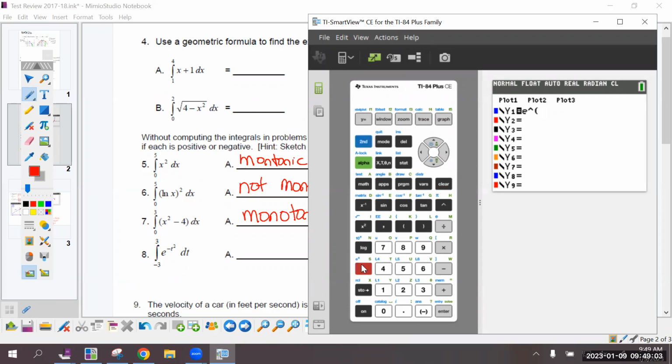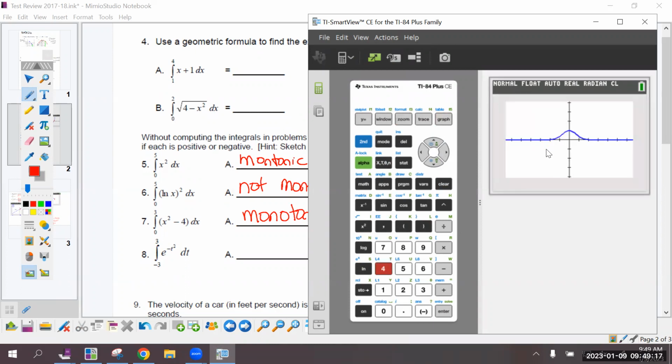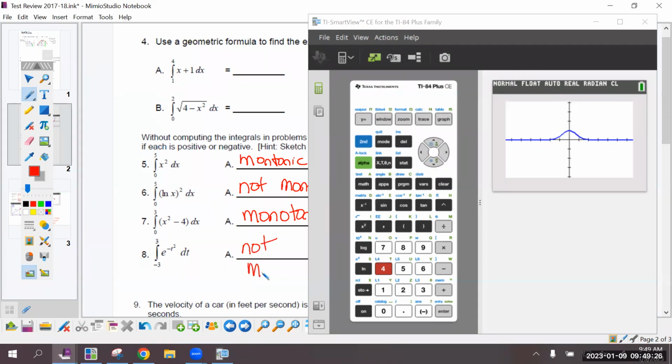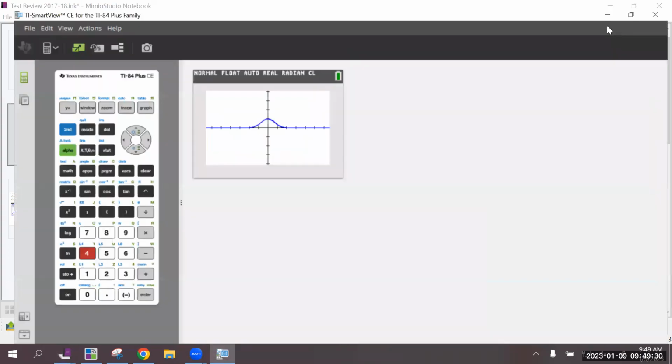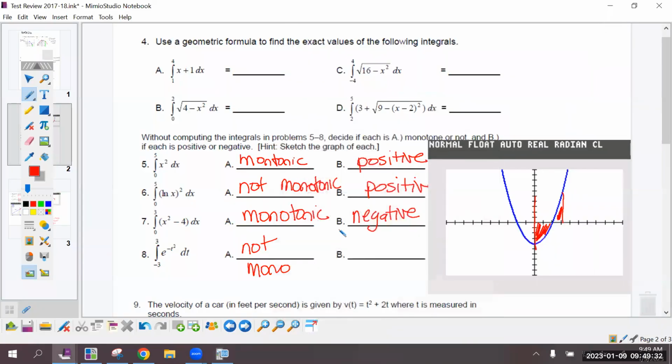Second ln, e to the negative x squared. I'm going to zoom in some. So zoom 4 is a nice window. And we want to go from -3 to 3. So this is not monotonic. We're increasing and then decreasing. And all of the area is above the x-axis. So that is a positive integral.